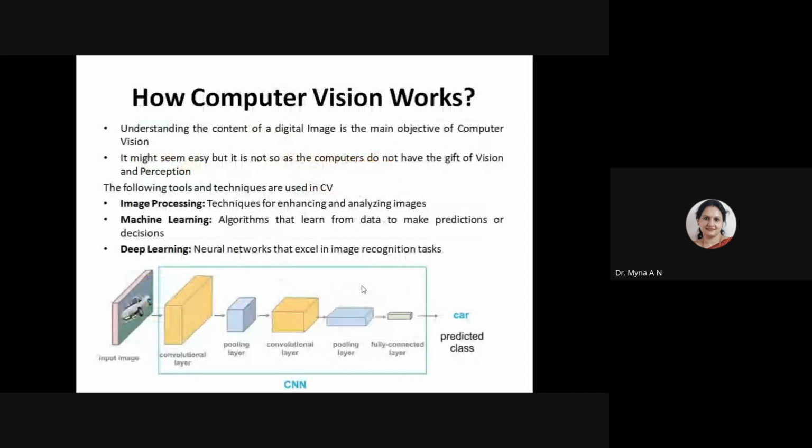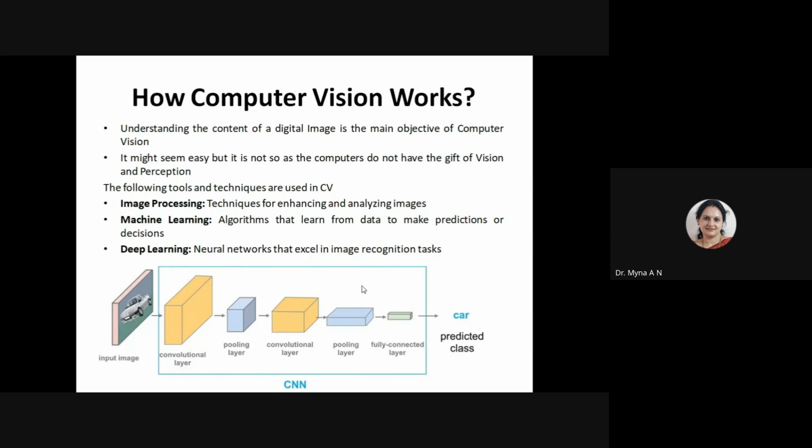Understanding the content of a digital image is the main objective of computer vision. It might seem easy, but it is not so, as computers do not have the gift of vision and perception. The following tools and techniques are used in computer vision.